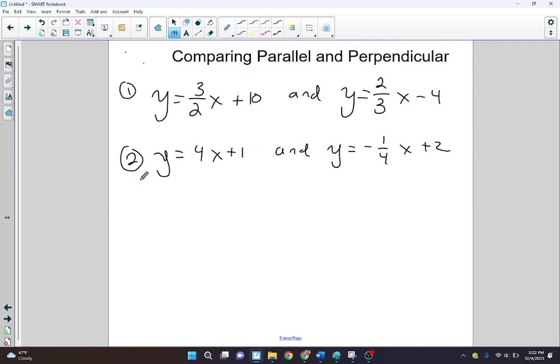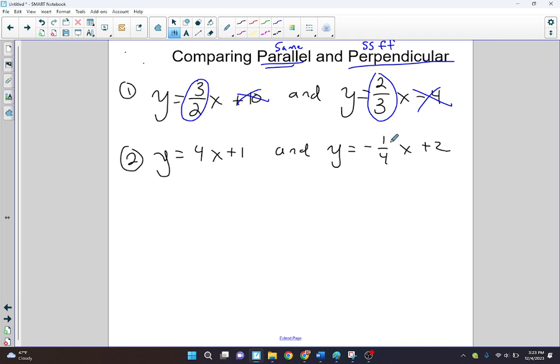So in this section, the only thing I care about when it comes to parallel and perpendicular is the slope. I don't care about this 10. I don't care about this negative 4. I'm just looking at the slope. So I look at this slope and this slope. Remember, parallel has to be the same, while perpendicular, you have to switch the signs and flip the fraction, okay?